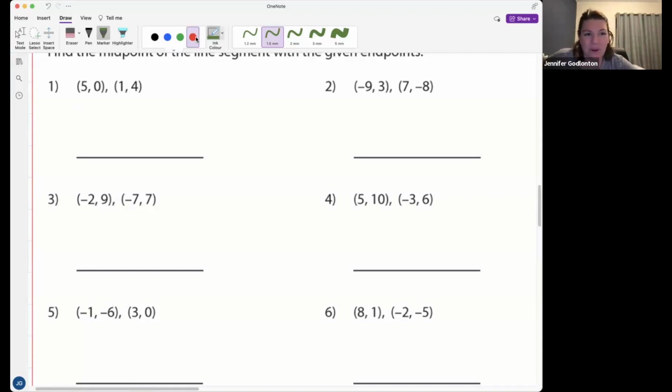Okay, I'm going to start popping up the answers on the board as we're going along. I'll go through them nice and slowly so that I'm not rushing anyone. I want us to move on to the next section at about past. So you've got some time to work through these. So 5 plus 1 over 2 and 0 plus 4 over 2, which means our coordinates are going to be 3 and 2.